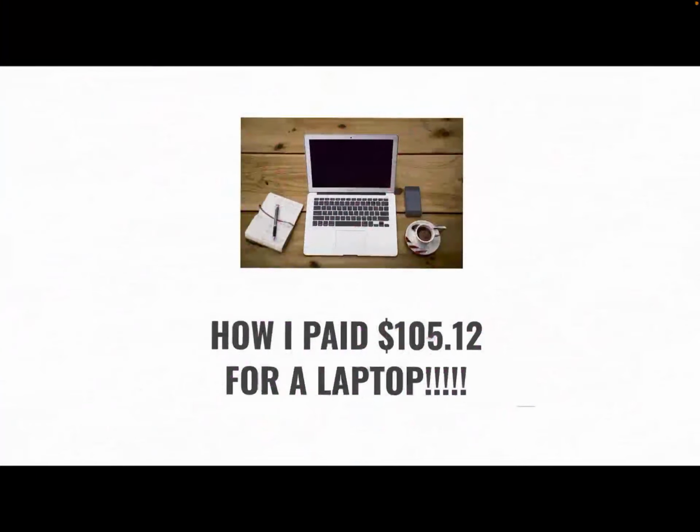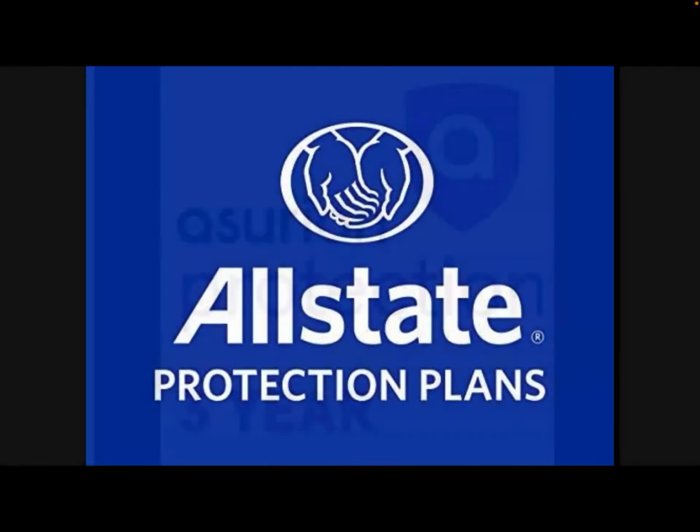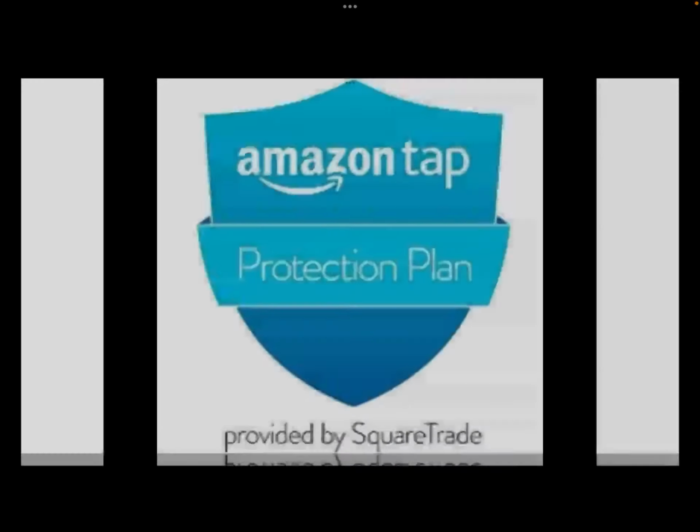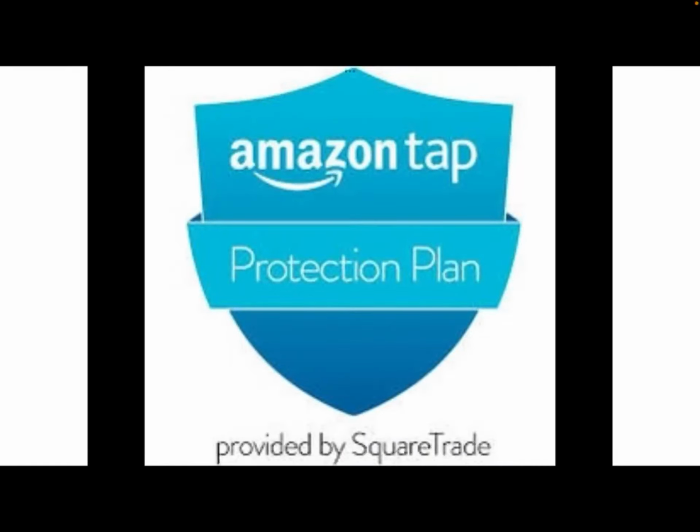Let's get started. All right, so you have the Allstate protection plans. You have the Asurion protection plan, 3 years. And then you have the Amazon Tap protection plan. What do all the plans have in common? Well, they're called electronics insurance plans or portable device insurance plans. I'm pretty sure you've seen these. If you go to Amazon or your retail store, somebody's offering an electronics insurance plan. Best Buy, Target, Apple have their own.